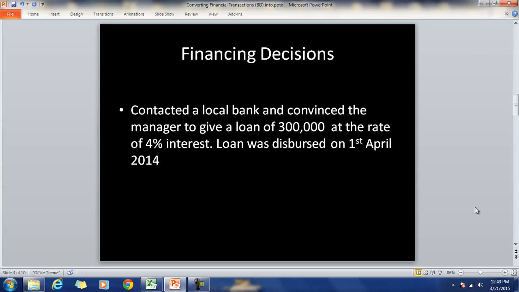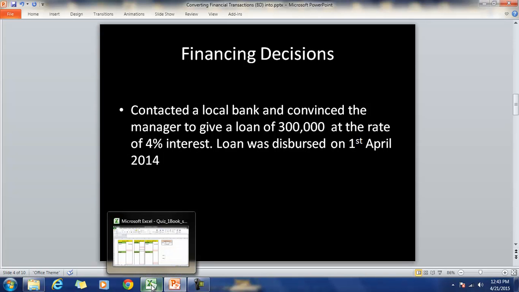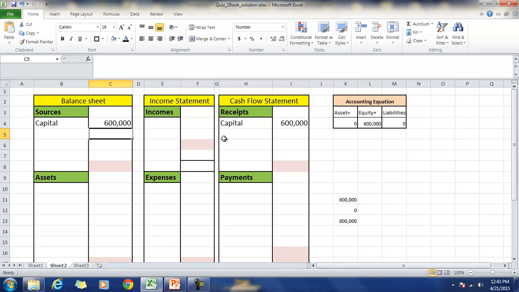They contacted a local bank and convinced the manager to give a loan of 300,000 at the rate of 4% interest. So loan is a receipt and they got 300,000, and loan is a source and a liability. So we see that both are receipts and they are the sources, not incomes yet.